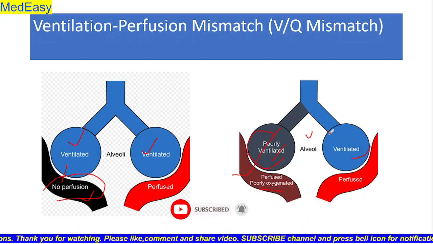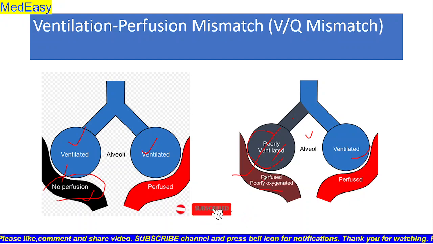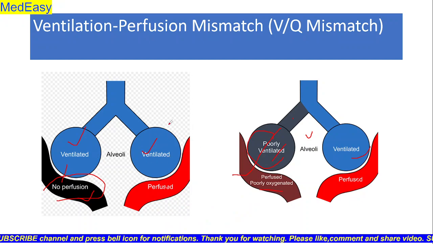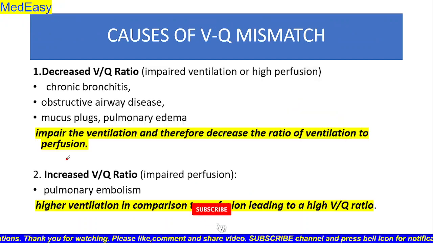So, we can see here that ventilation-perfusion mismatch happens because of disease in the alveoli or disease in the circulatory system. Obviously, ventilation-perfusion mismatch is a pathological condition in most cases. It does not happen normally. Normally, there will be well ventilated alveoli and well perfused lung tissue. That is the physiological situation, but VQ mismatch is a pathological condition.